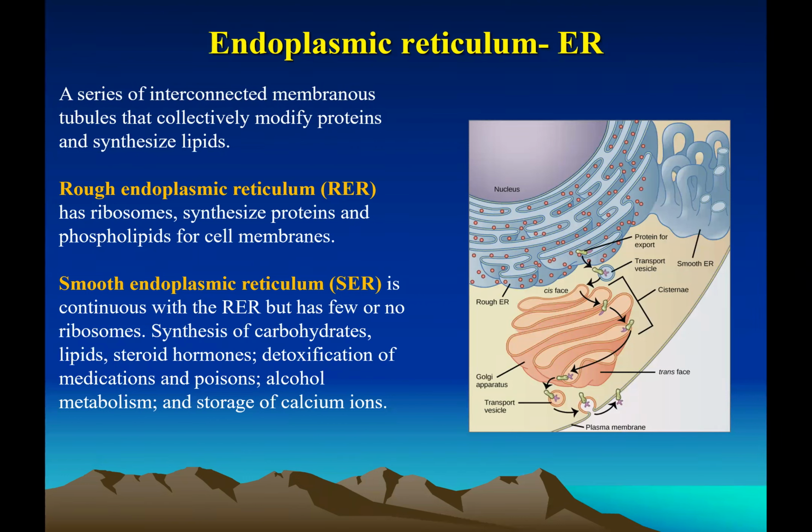They will play a role in the synthesis of carbohydrates, lipids, hormones, but it's also like the spa of a cell. It can detox poisons. Like people who drink a lot of alcohol will have a lot of smooth ER in the liver cells to get rid of the toxin that's in their blood.